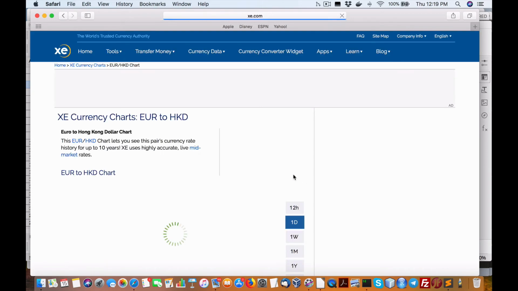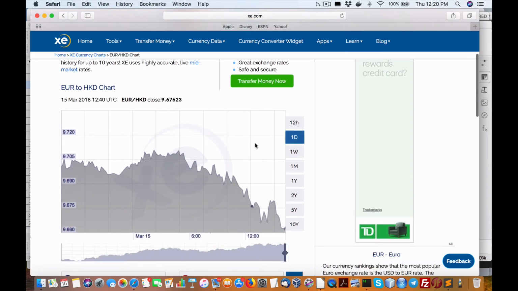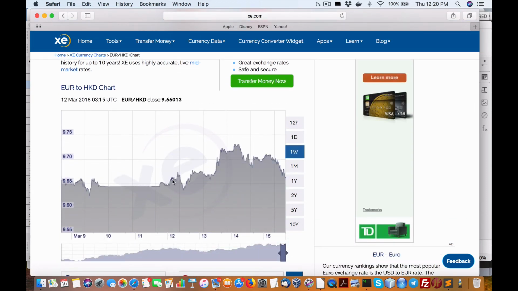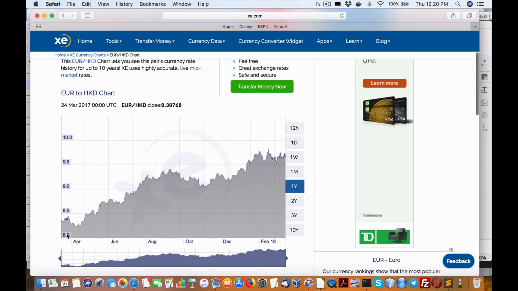Let's see, maybe XE. We can see here 1 week. Okay, so I bet you if I go 1 year, you can see how strong it is. From roughly 8.34, it went up to 9.7. That's quite strong. That's a yearly chart.